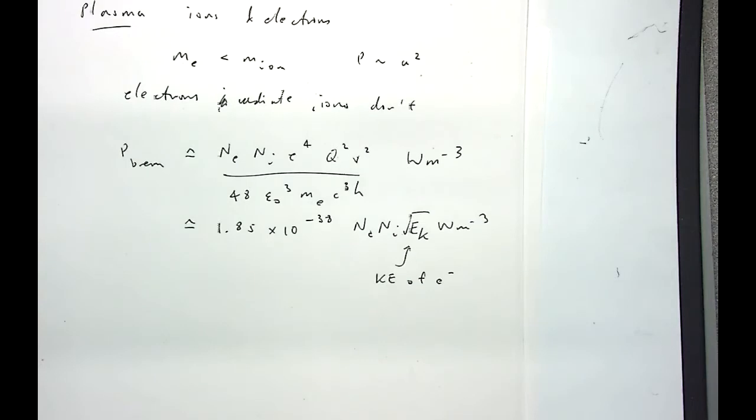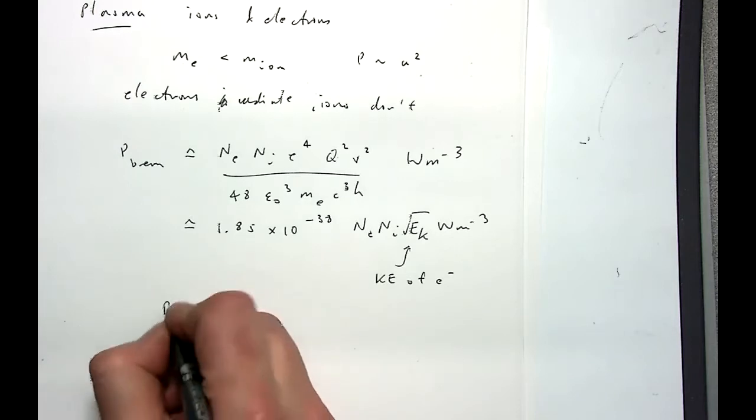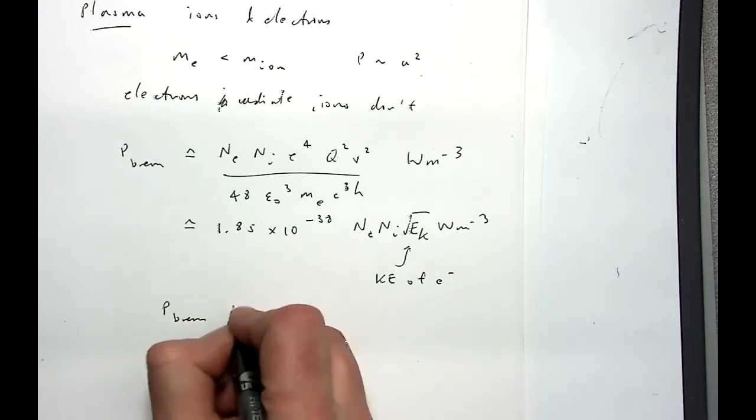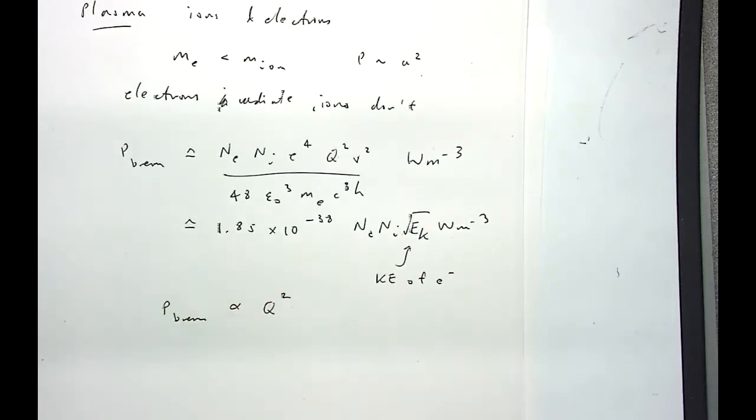So there's an example question sheet that you should work through, and you can see the most important thing here is that the Bremsstrahlung power is proportional to the ion charge squared. All right. So that's Bremsstrahlung.